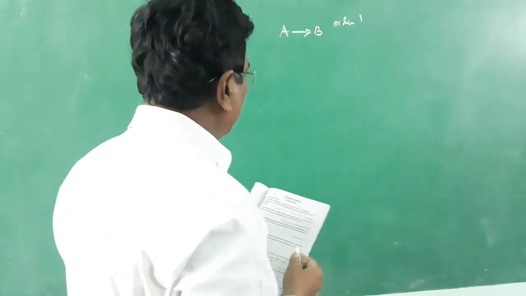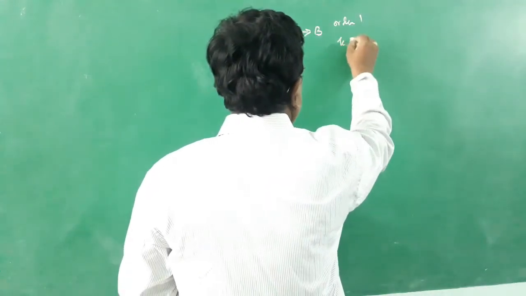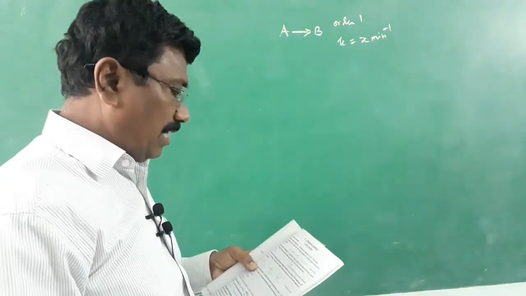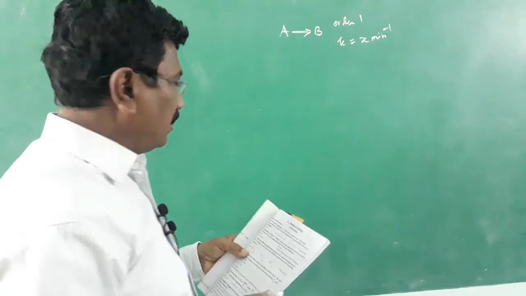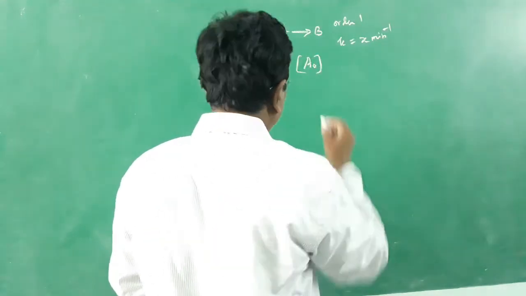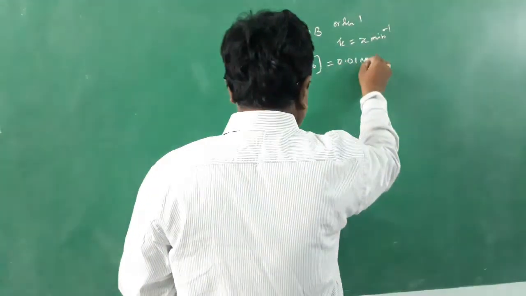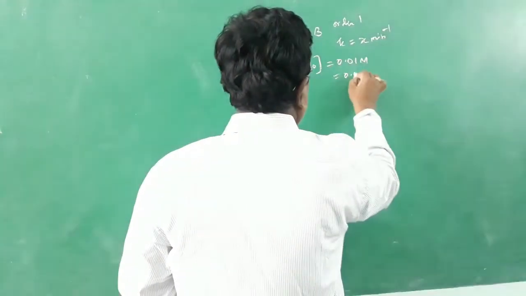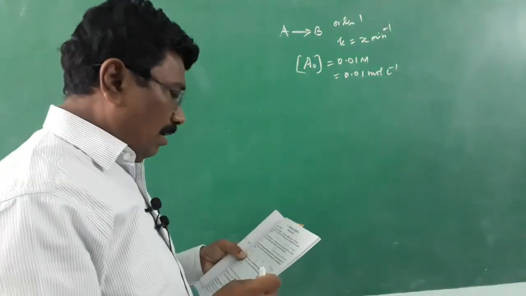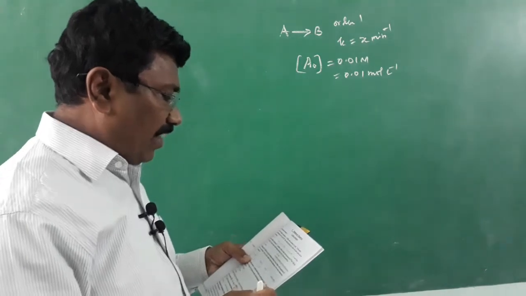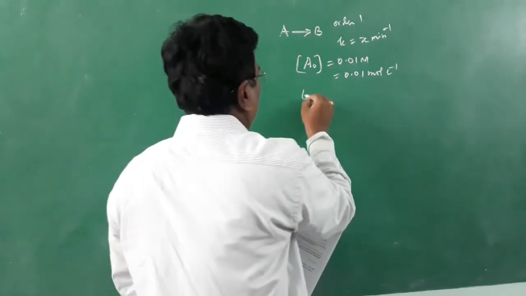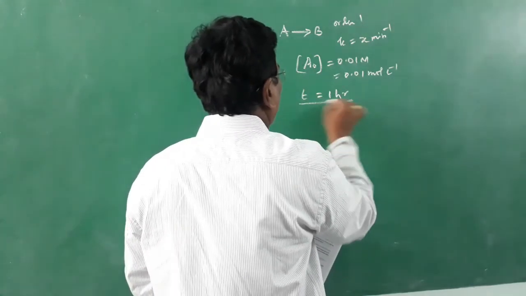The rate constant is given as x per minute. Rate constant unit is time inverse, therefore x per minute. If the initial concentration of A, that is A naught, is 0.01 molar, that is mole per liter. Molar, mole per liter, mole per decimeter cube, everything is the same. What will be the concentration of A after 1 hour?